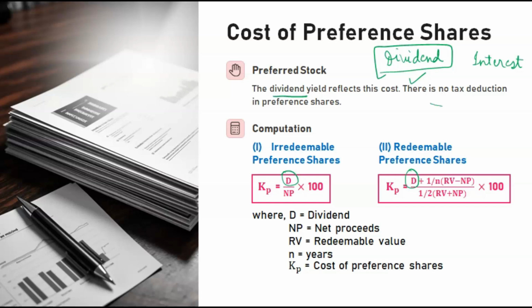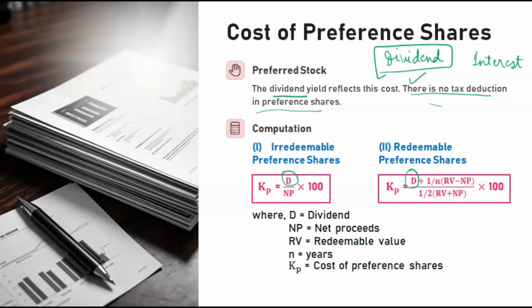And one more thing, there is no tax deduction in preference shares. In the cost of debt, if tax is there, then we have to deduct that also. 1 minus T, remember 1 minus T we do. But here tax is not there, so the tax factor will not be there. In preference shares as well as in equity shares, it will not be there. Only in the debt it will be there.